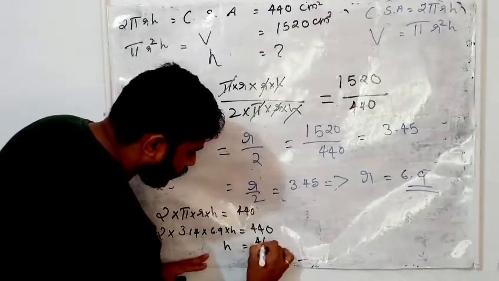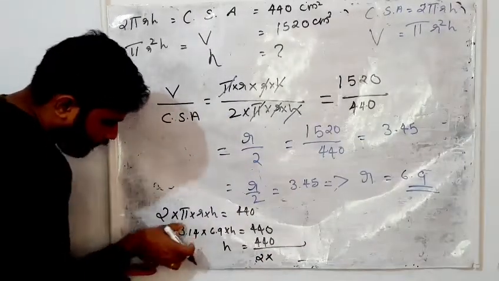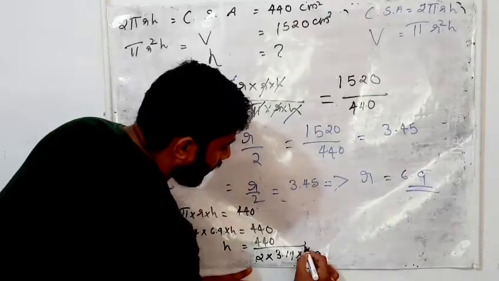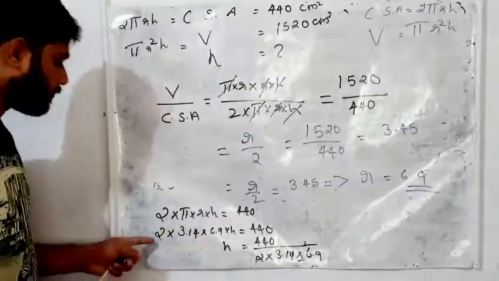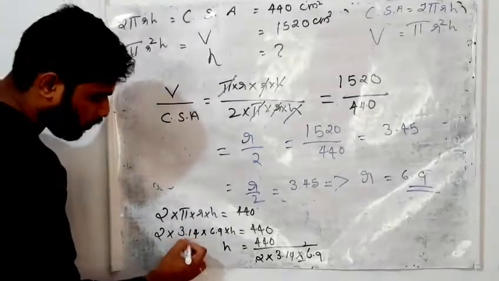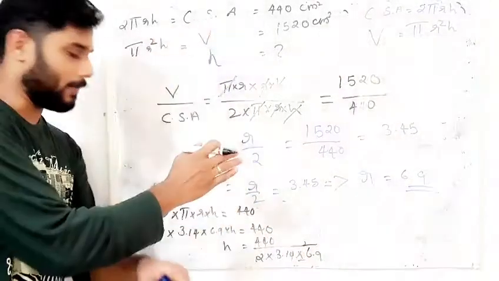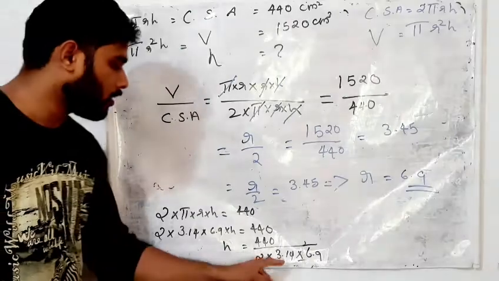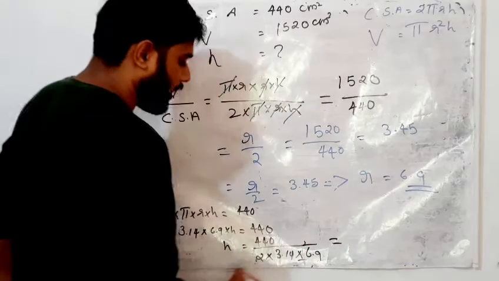h is equal to 440 divided by this. The 2 is going to that side, so that will divide. The 3.14 from the left hand side is going to that side, divide. Understood? Then 6.9 is also going to this side, divide. Clear? That means from the left hand side, these three things go to the right hand side, then it becomes divide. That means they are now in the place of the denominator. 2 means 2 by 1, 3.14 means 3.14 by 1, 6.9 means 6.9 by 1. When it goes from the left hand side to the right hand side, the reciprocal will happen. This 2 was in the numerator, now it becomes the denominator. 3.14 also denominator, and 6.9 also comes to the denominator position. Clear? Now 440 divided by 2 into 3.14 into 6.9.